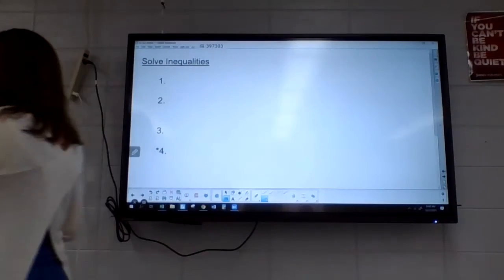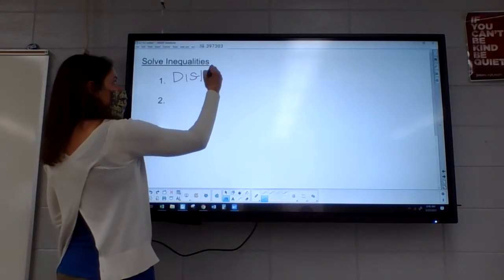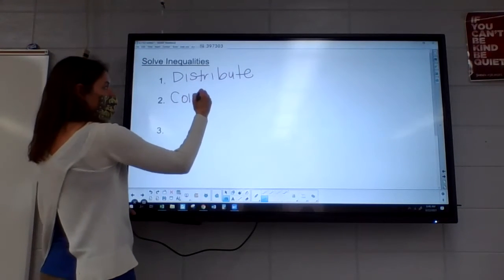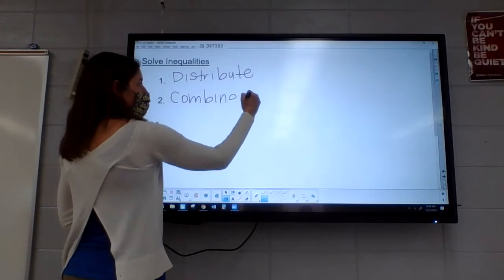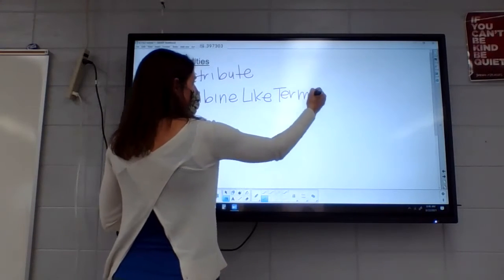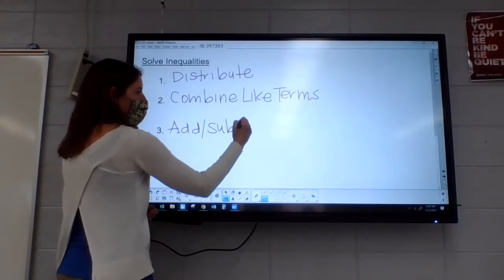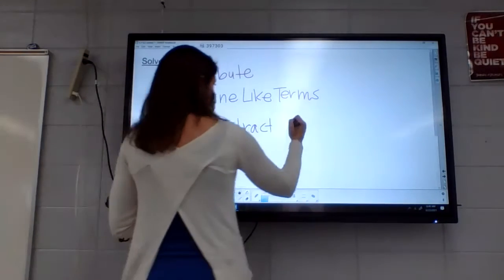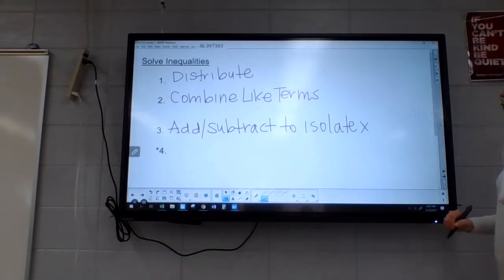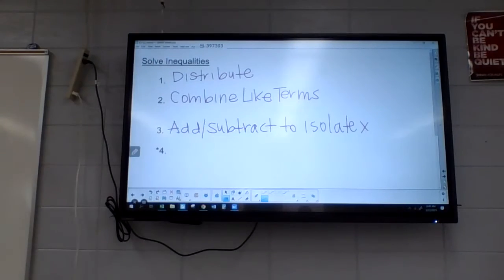Now, these first couple steps we're not going to have today. So if we need to distribute first, we want to do that. We won't have those today. We'll see those tomorrow. Now, there's a little asterisk by number 4, and I'll explain why that is.